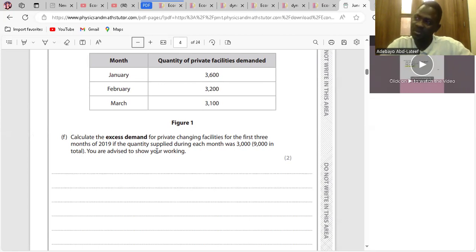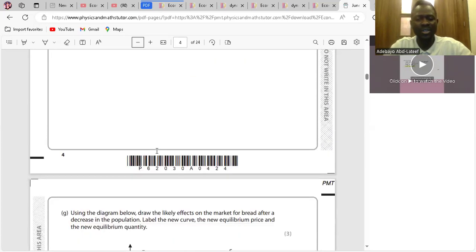Now we need excess demand. Excess demand is total demand minus total supply, which is 9,900 minus 9,000, which is 900. Did you get that? Great. We'll move on.